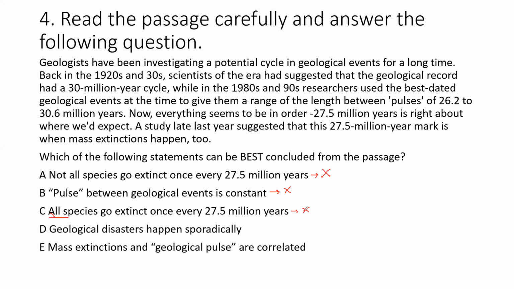Option D, geological disasters happen sporadically. Now this word sporadically is out of context. Last option, mass extinctions and geological pulse are correlated. Since the author discussed that geological events and mass extinctions happened around the same time, that is the 27.5 million year mark, we can see that the things are connected. So option E is the best available option to us.